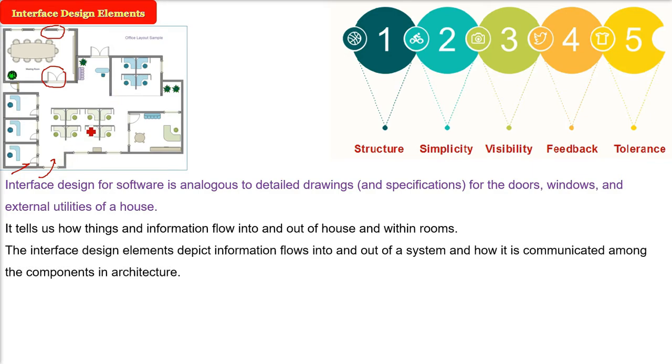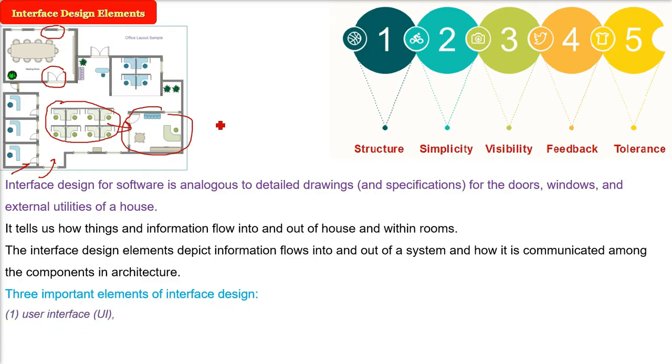So the interface design elements, as I said, represent the flow of data inside and outside of the system, along with how it is communicated among the different components in the architecture. Three very important elements of this interface design start with the user interface, because the user is going to interact. If you want to enter a house, you need to have a main gate. If you want to enter any room, it has to have a gate. So the user interface is the first point where the user is going to interact with the software.